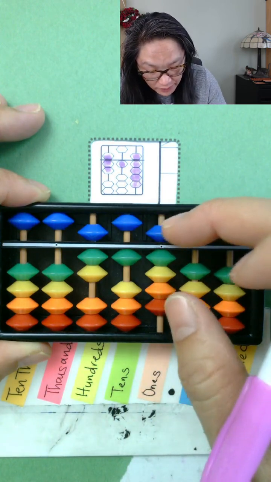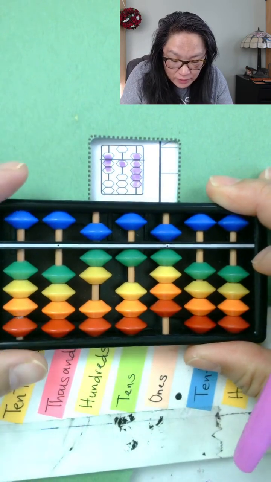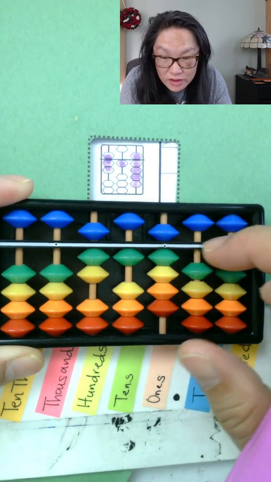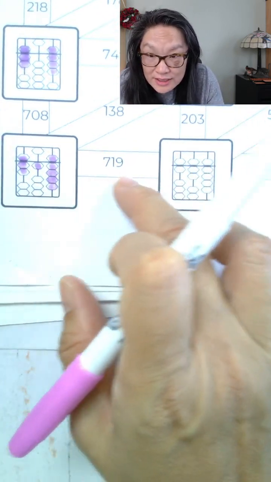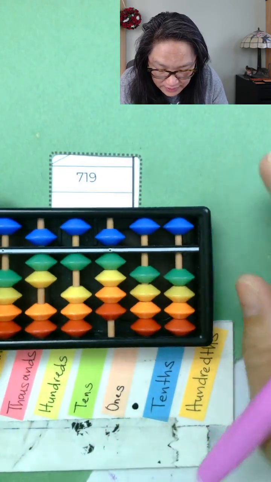So we have to remember that if the top bead is touching the horizontal bar, we have to count that. This is really interesting. Good. So this is 17, right? 719.